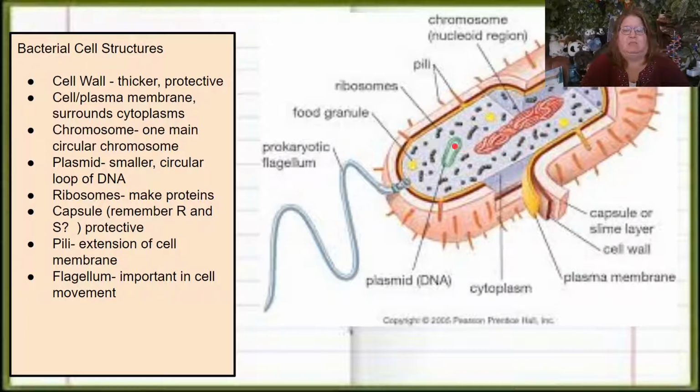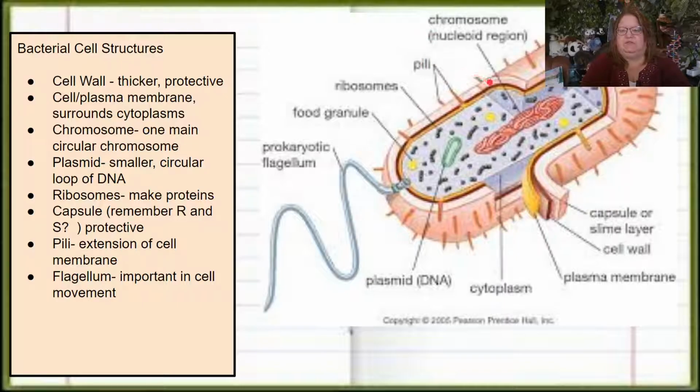But a lot of bacteria have these small circular loops called plasmids, and we'll talk about those later. They're just small circular pieces of DNA, often containing genes for antibiotic resistance. Often bacteria absorb food from the outside, and so you'll see little food granules like starch or little bundles of protein. They are cells, so they have ribosomes, which make proteins for them.